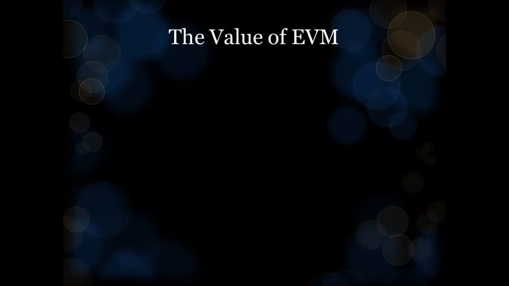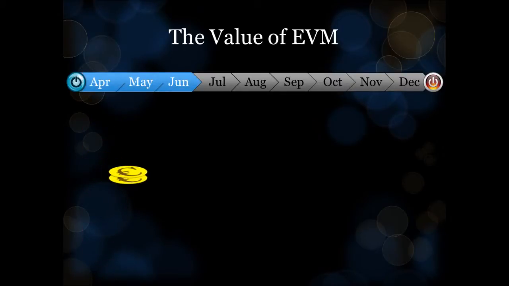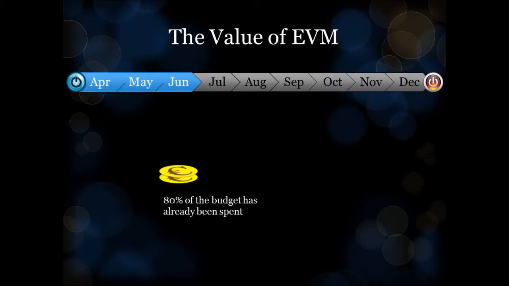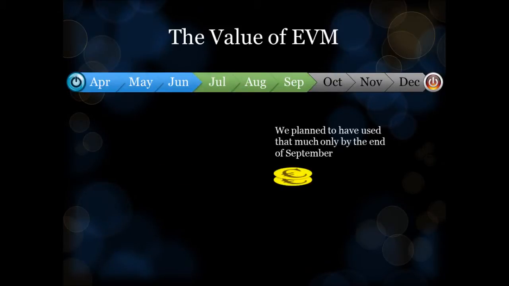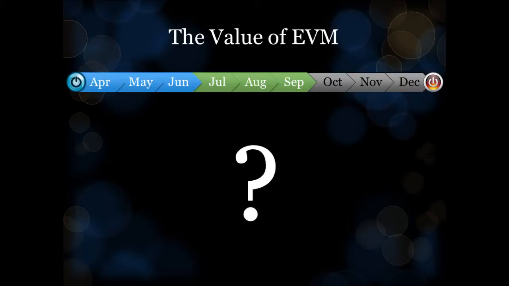But surely it's obvious when a project's within budget and on schedule. Well, consider this. We're a third of the way through a project and we've spent 80% of our budget, which according to our plan we shouldn't have done until 2/3 of the way through the project. So now we only have 20% of our project budget left for the last 6 months. Do we have a problem? Well, we don't know until we look at the numbers in more detail.